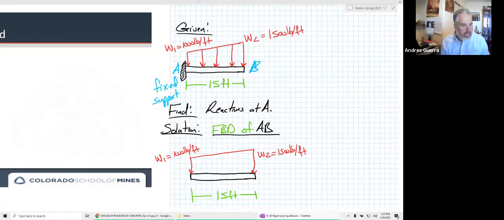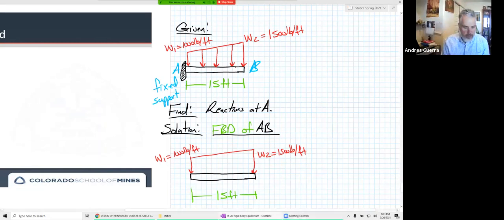Now, what is that support preventing from happening? If we have a fixed support, is it allowed to rotate? No, so there's a moment. Is it allowed to translate in the X? No, so there's an X force. Is it allowed to translate in the Y? No, that fixed support, right, it'd be like me holding onto this really tight. That fixed support is preventing all that stuff. But then I remove the fixed support and I have to replace that physical fixed support with the forces and moments. That's my model.